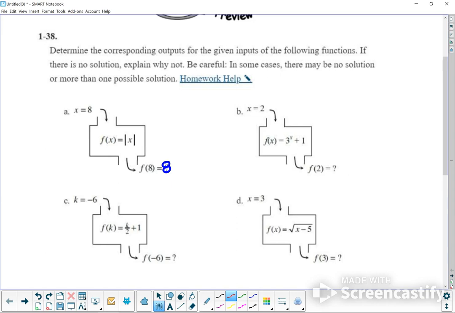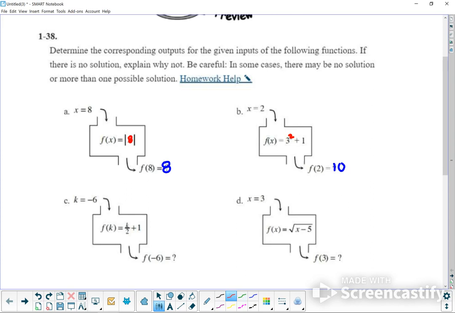And next, we're going to put 2 in here. So x gets put in as 2, so 3 squared is 9. 9 plus 1 more is 10. So you put 8 in there, you get 8. You put 2 in there, you get 10.